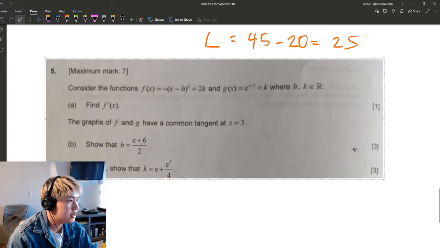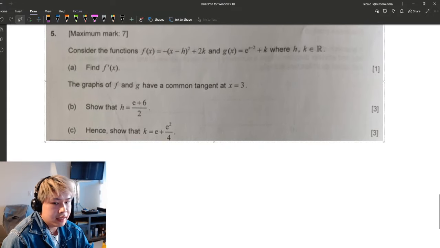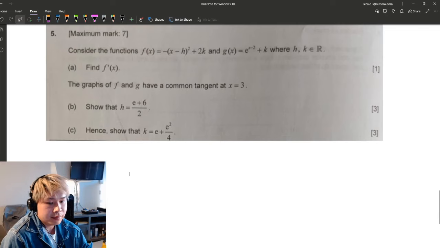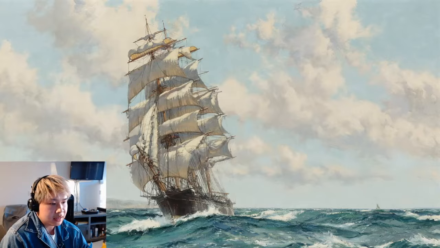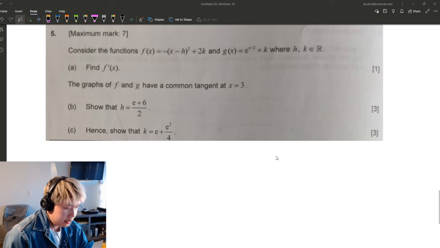So, calculus. What do we got? We got two functions, f and g. Sure, and then let's just find f prime of x. There's lots of ways to do it. I guess you could just take the derivative as it is. That's not that big of a deal. So let's just do that.